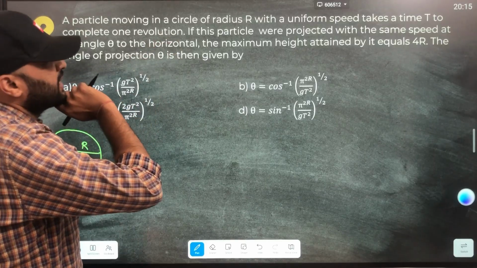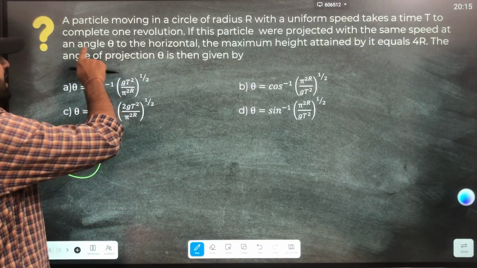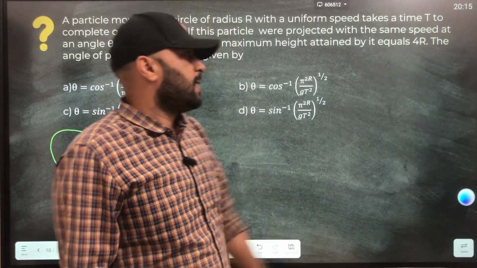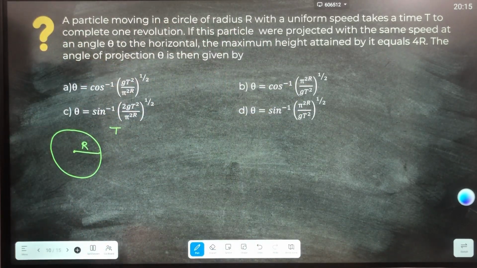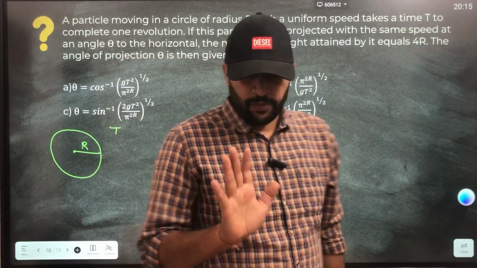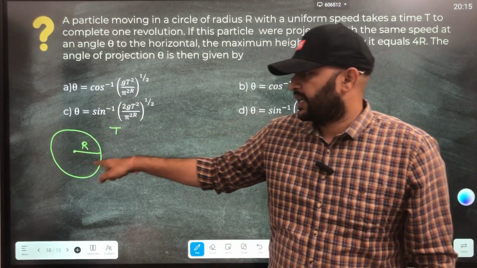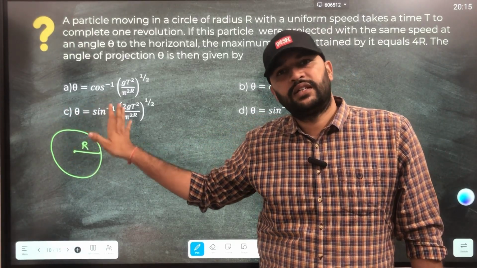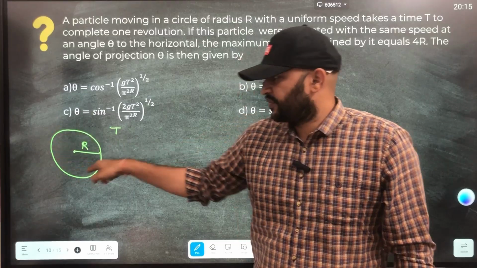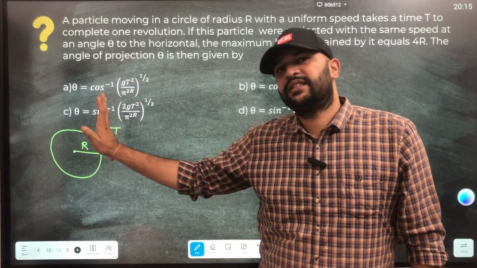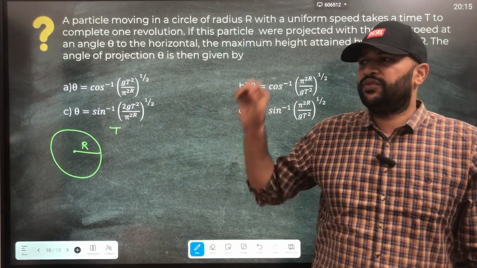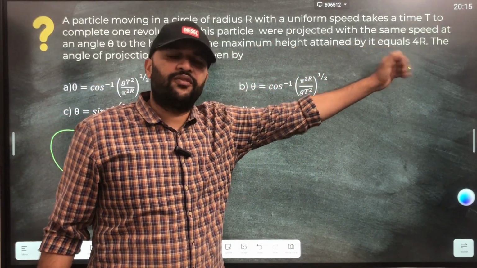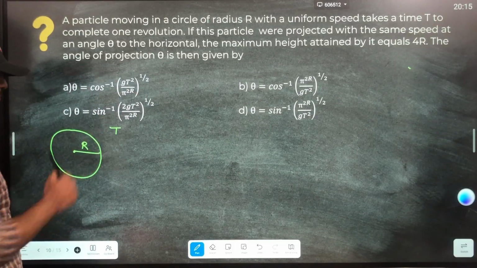If this particle were projected with the same speed at an angle theta to the horizontal, the maximum height achieved by the particle is 4r, right? The question is the angle of projection is how much? Let me explain you the problem. The problem says if you are having a particle moving in a circular path of radius r with time period t, correct? Then the velocity of this particle here is, let's say, v. With that same velocity, if you project the particle at a certain angle, it achieves a height of 4r. Find that angle. Clear? So let's go step by step.